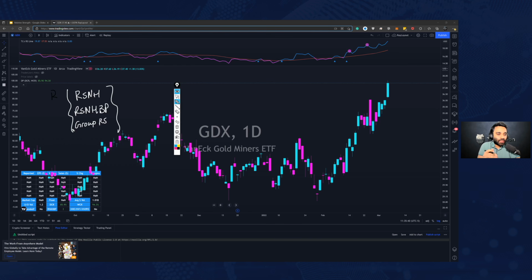So a question by Andy: is RS only used with the S&P 500 and not NASDAQ? Is there a way to use NASDAQ in a relative strength line? Yes, you can use NASDAQ in the relative strength line. And then it all comes down to you actually studying it.